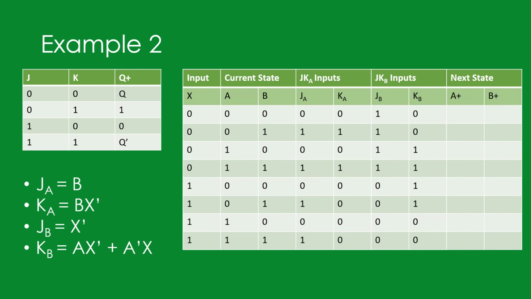For example, the first inputs are 0, 0, and according to the table, that represents the hold function. So whatever A is, that's what A will continue to be. A was 0, so A next will be 0. Again, pause if you need time to check that each stage of the table makes sense to you, because there is a lot of information there.